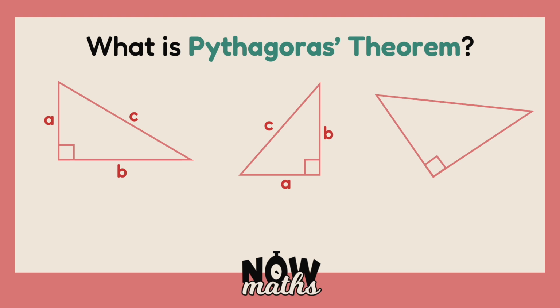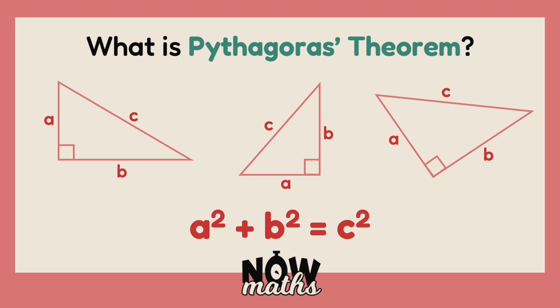And finally, for the triangle on the right-hand side, we label the side opposite the right angle with the letter C, because this is the hypotenuse, and we label the other two sides A and B in any order. Now, if we label any right-angled triangle in this way, Pythagoras' theorem tells us that a squared add b squared equals c squared. This tells us that if we square the lengths of the two shorter sides and add them together, the result is equal to squaring the hypotenuse, or the longest side.